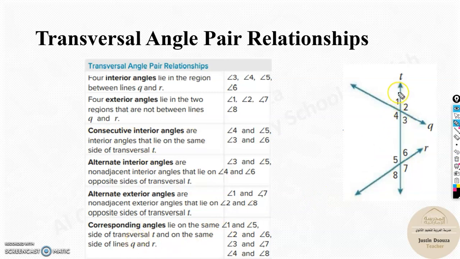Corresponding means, now imagine 1. 1 is at the top left side. So in this particular line, which from the transversal line Q, you know, these four angles, it's the top left. So the corresponding angle to this will be the same top and left. So top left would be 5. So these both are corresponding.